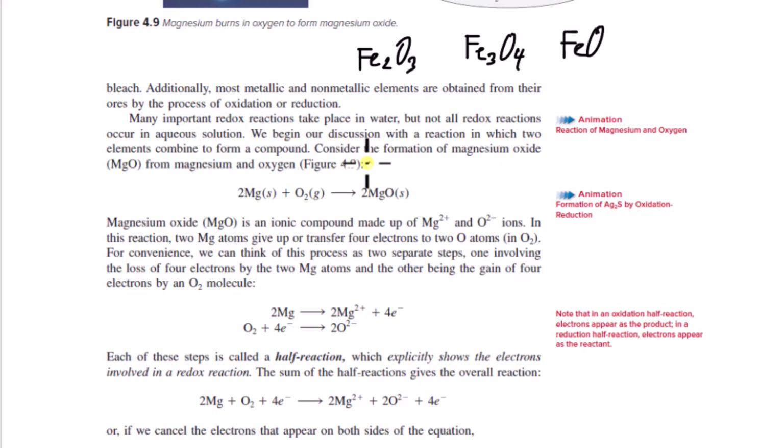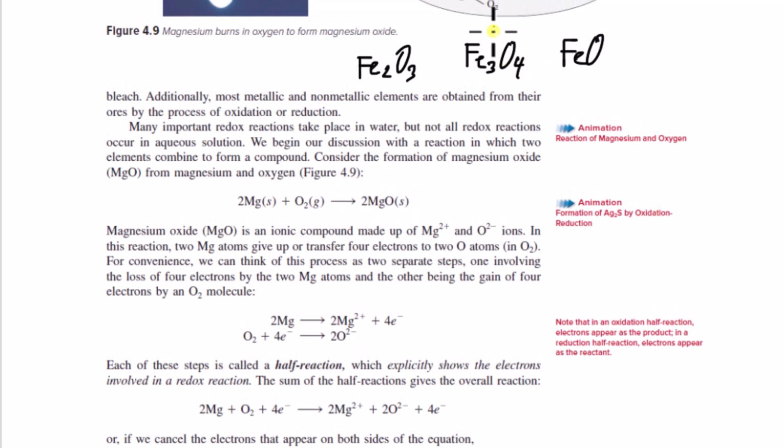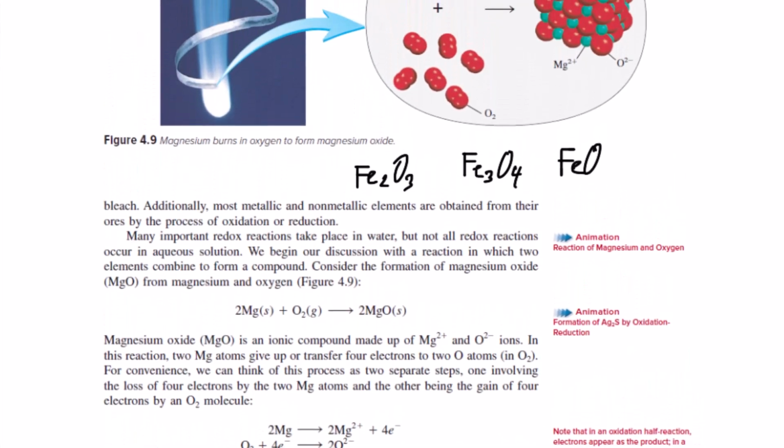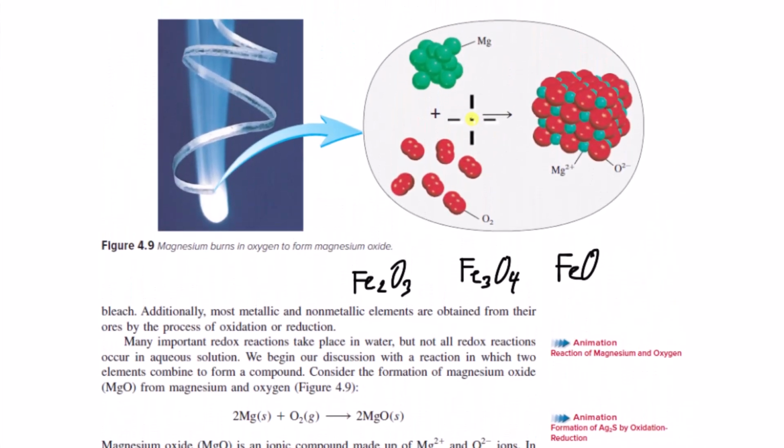So consider the formation of magnesium oxide from magnesium and oxygen. We've got solid magnesium in an O2 gas environment transforming into magnesium oxide, the ionic compound. And so you can see this is clearly not a reaction in aqueous solution. We don't have any substances in the aqueous phase. Nothing is dissolved in water here.